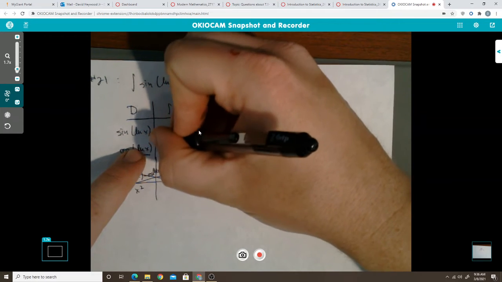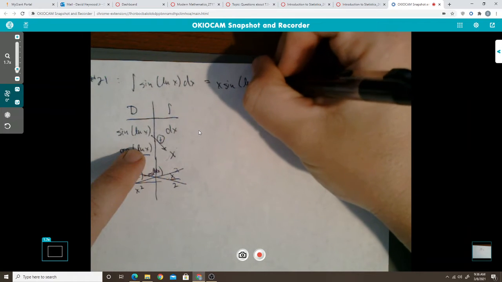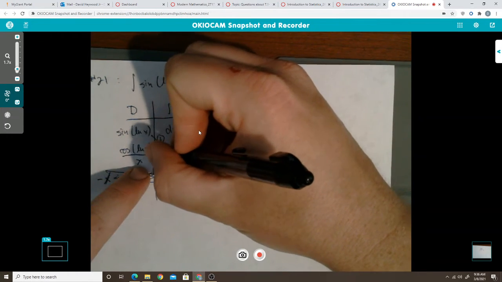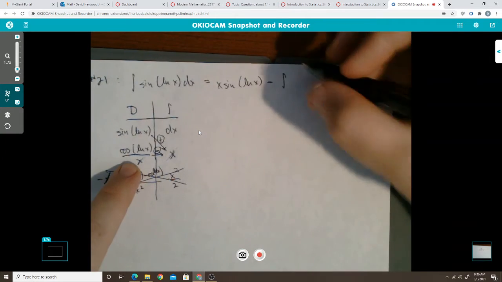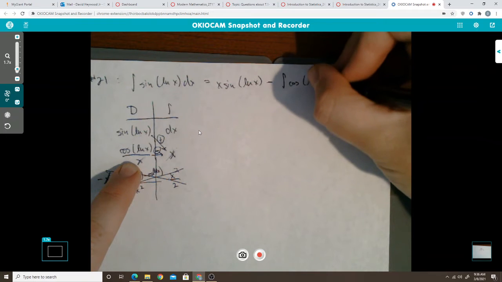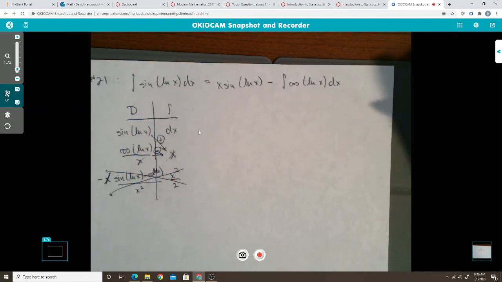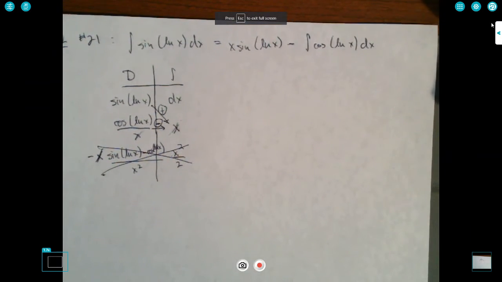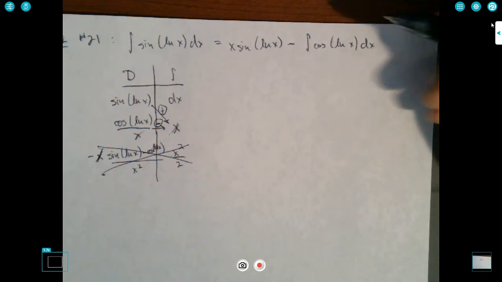It's going to be x sine of ln of x minus the integral of, the x's will cancel, and it's just going to be the integral of cosine of ln of x dx. And now what I'm going to do is do integration by parts again, but from scratch. So I'm going to focus on this integral and do integration by parts again.